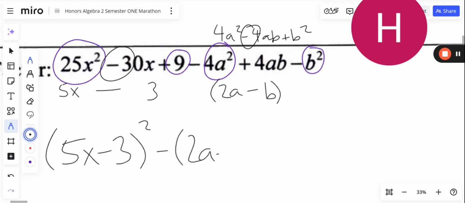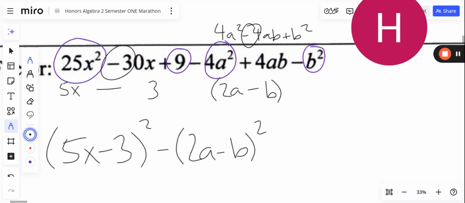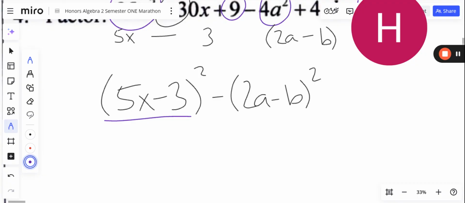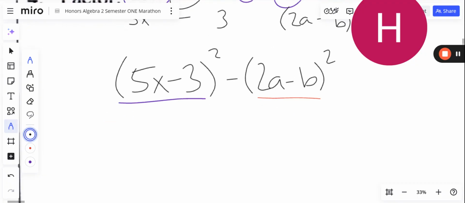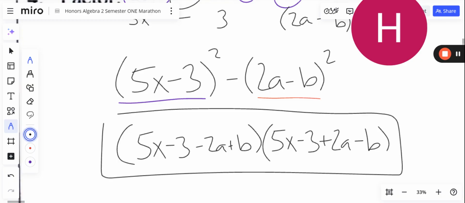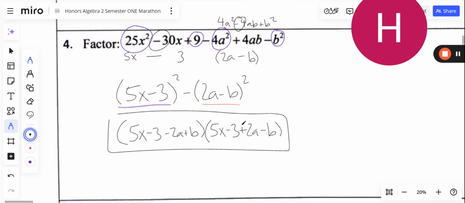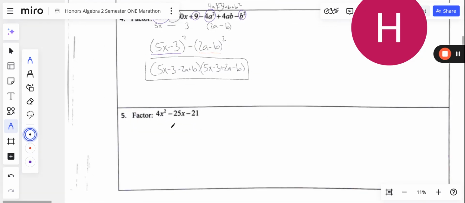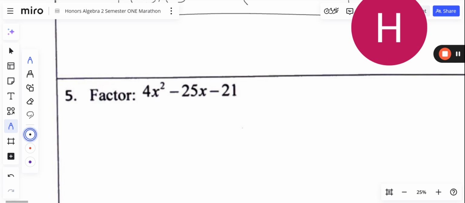minus b squared. And then we use the difference of squares factoring. This is your a squared, this is your b squared. So we'll end up with a minus b, which is minus 2a and plus b, and also a plus b. So 5x minus 3 plus 2a minus b. This is fully factored. No more squares. Very interesting. Okay, pretty light still, pretty light. Factorize this.